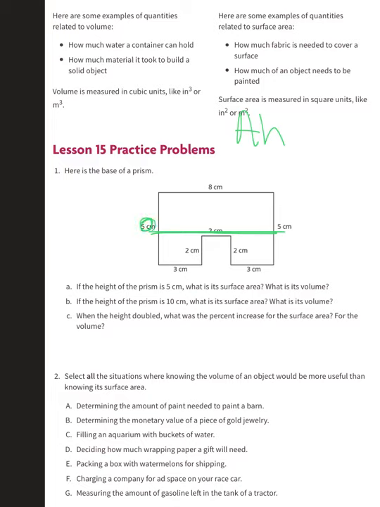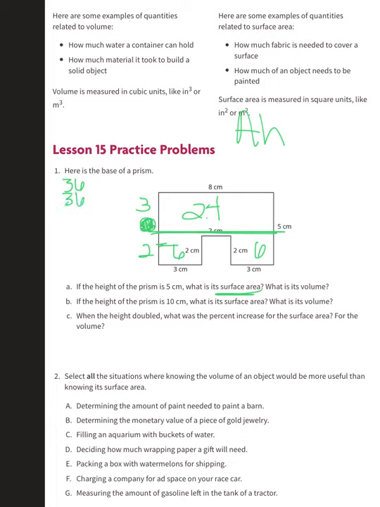So this is not 5 anymore. The bottom here is 2, right? So 5 minus 2 is 3. So the top here is 3. So 8 times 3 is 24. And 2 times 3 is 6. 2 times 3 is 6. So if I'm trying to find the surface area, if I go 24 plus 6, it's 30, and 30 plus 6 more is 36. So both bases are 36.